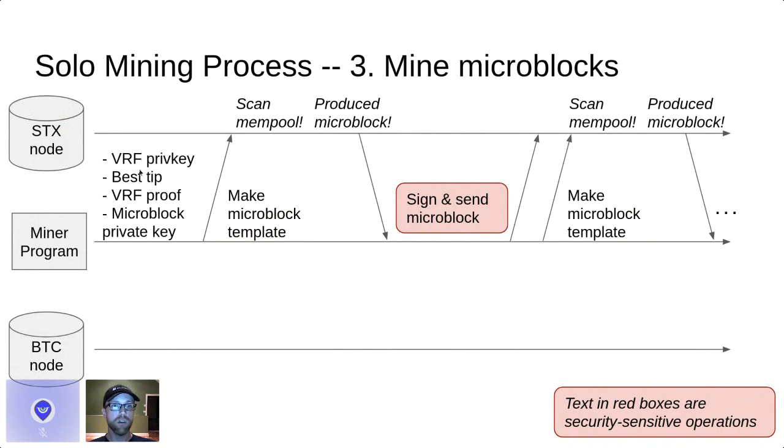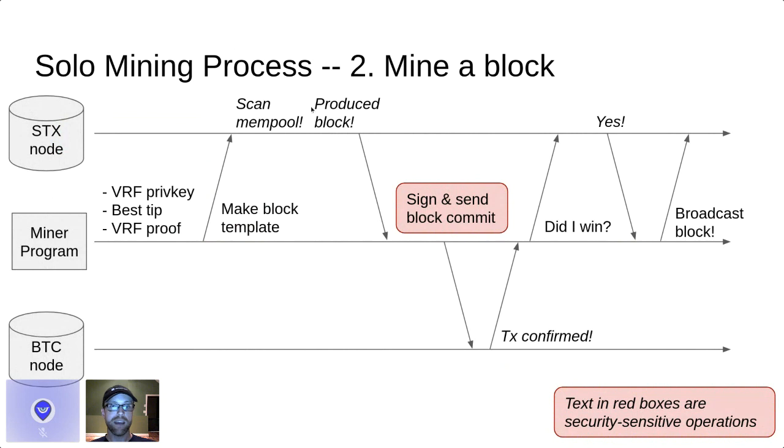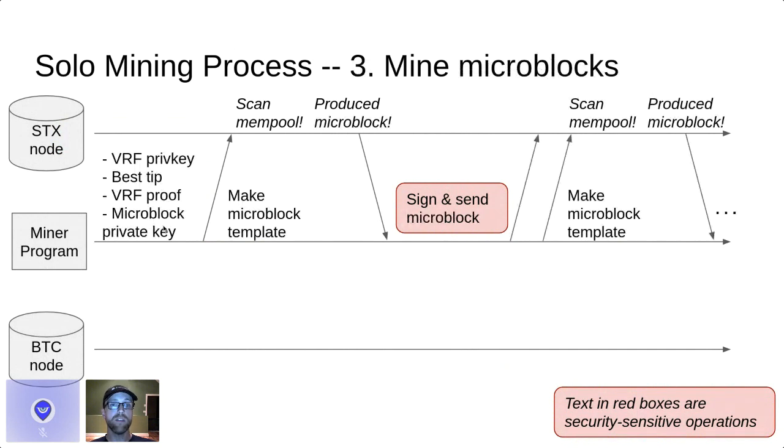So you start out with your VRF private key from step 1. You have your best tip information, you have your VRF proof, and you also have a microblock private key. This microblock private key you generate and incorporate the hash of the public key back in step 2 here when you're making the block template. But you use this private key now to do the following steps over and over again. You ask your Stacks node to scan the mempool and make you a microblock template, which you can then sign with that microblock private key and then broadcast to the Stacks network.